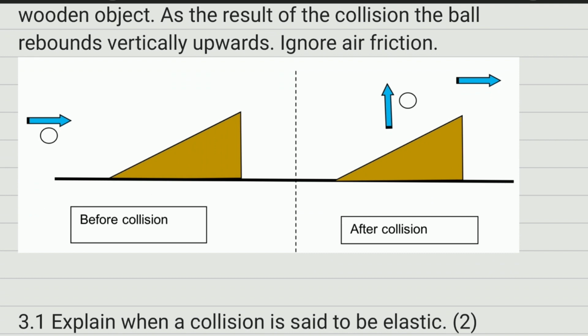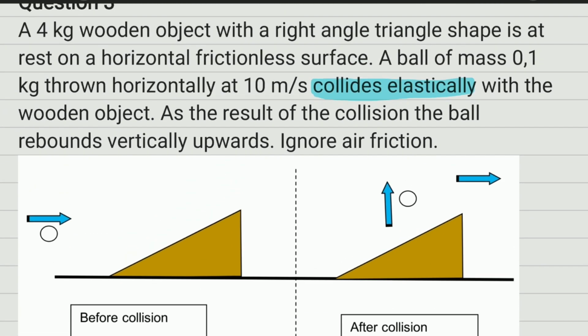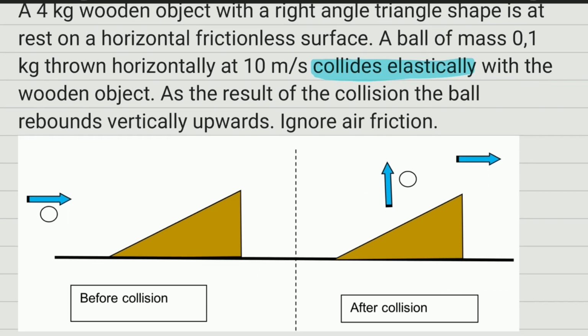Here is the picture of what happened. You have a ball that is moving horizontally in that direction as it's shown there, and it's moving at 10 meters per second. So the velocity here is equal to 10 meters per second. Then it's going to collide with that object, the shape. Then this object is moving in that direction, as you can see in the picture, and the ball is moving straight upward.